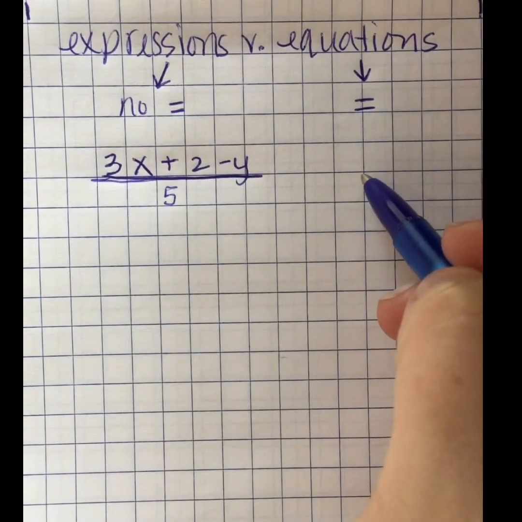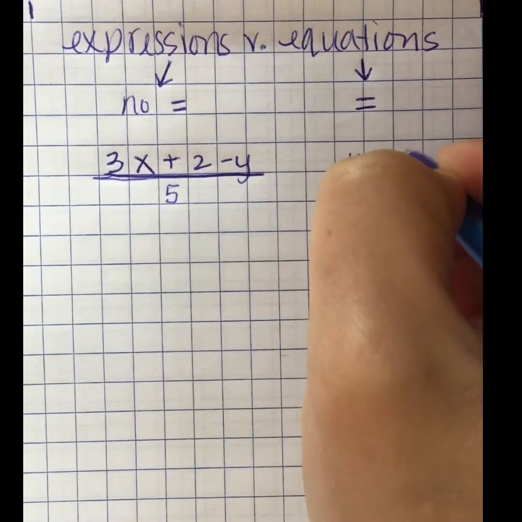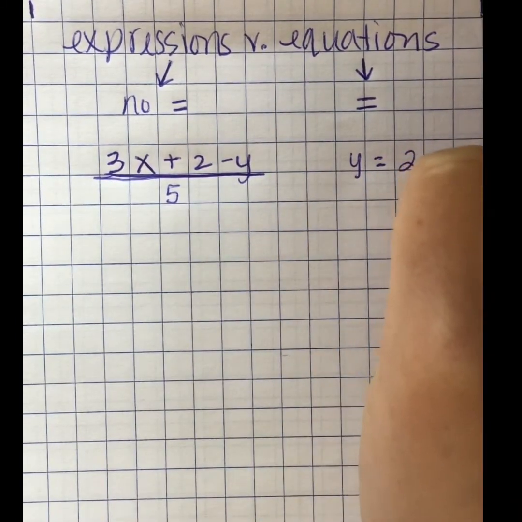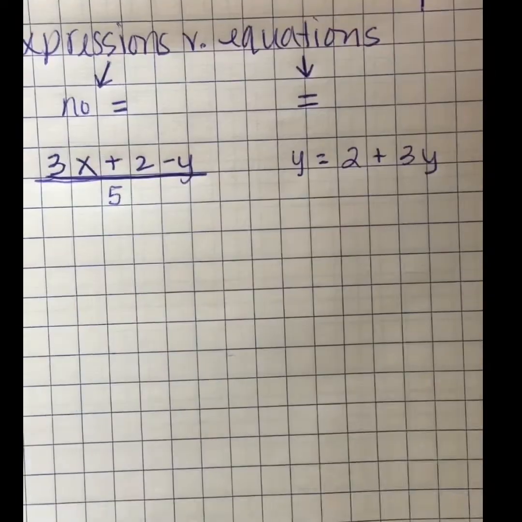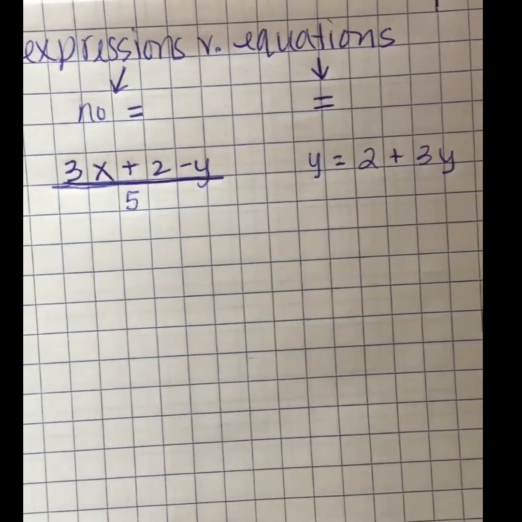An equation is if you would have like y equals 2 plus 3y. So it's just two different expressions being set equal to each other.